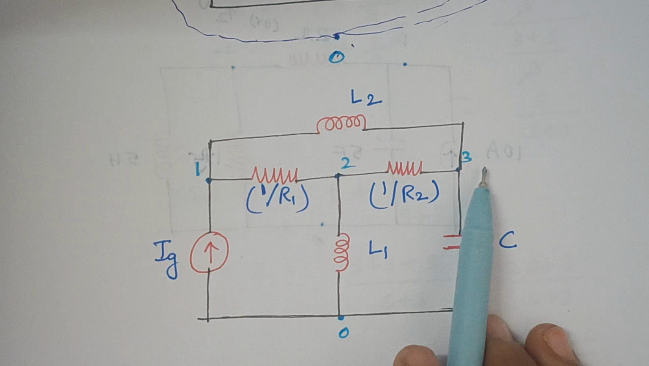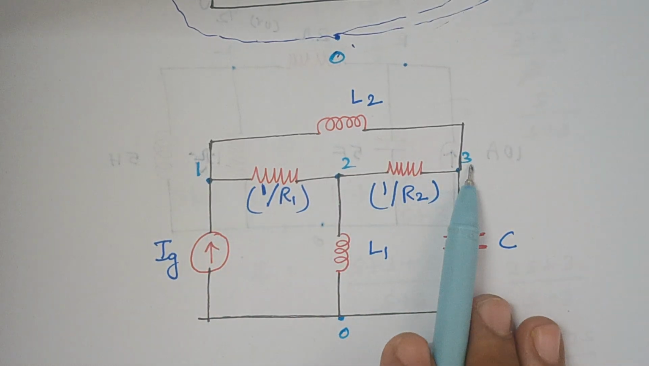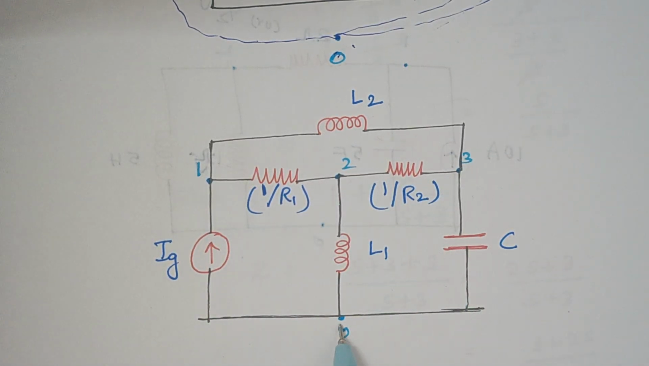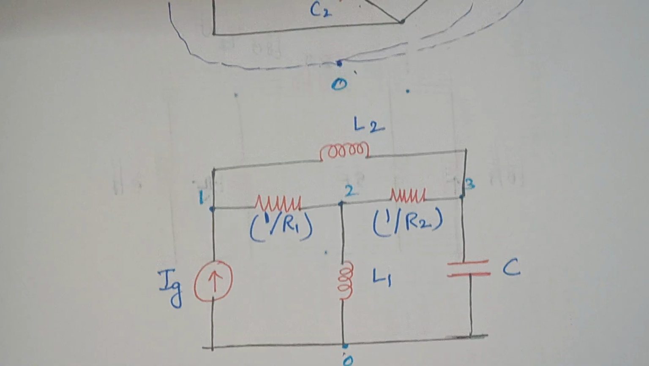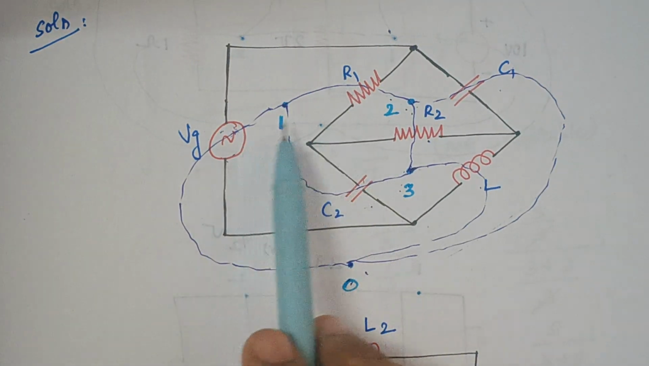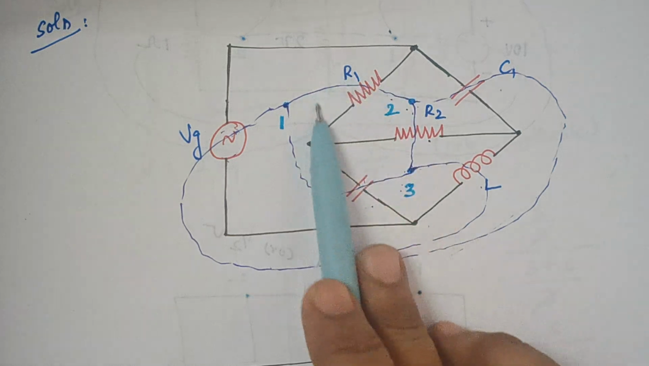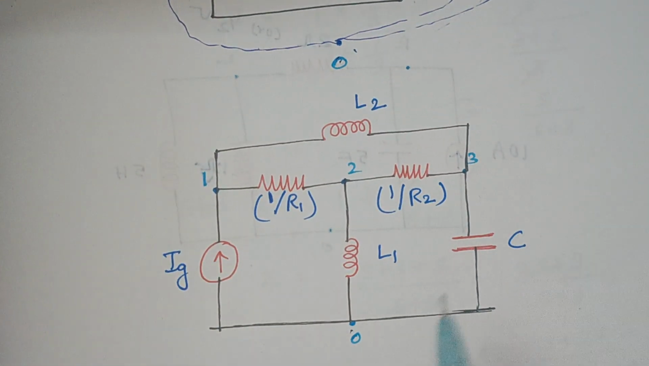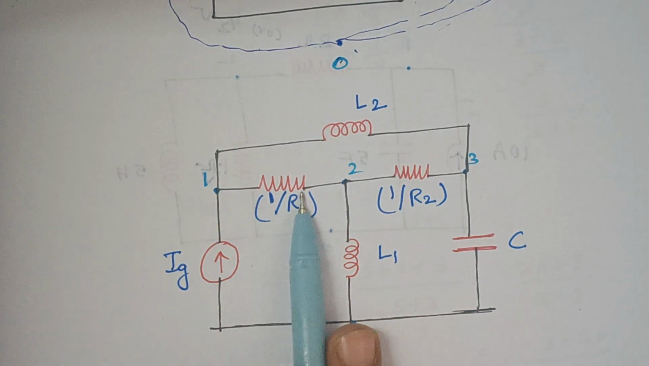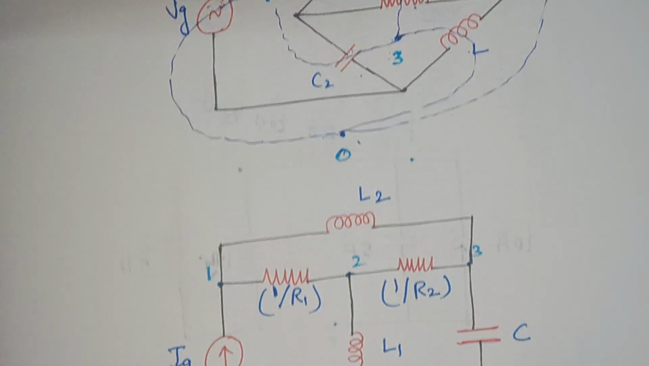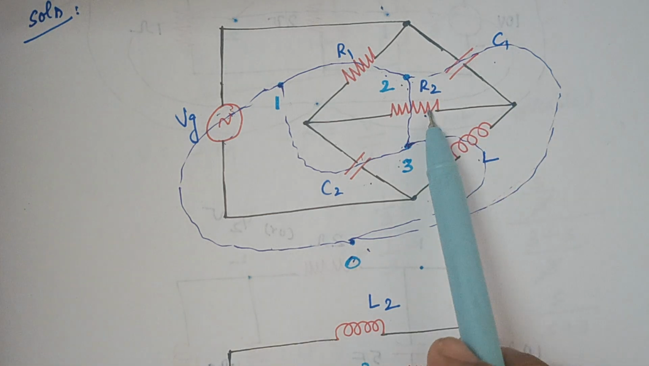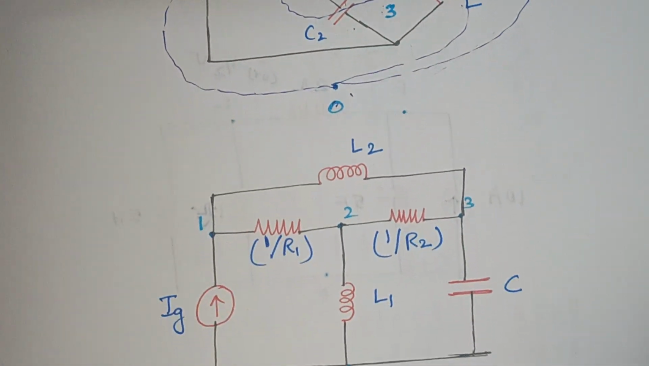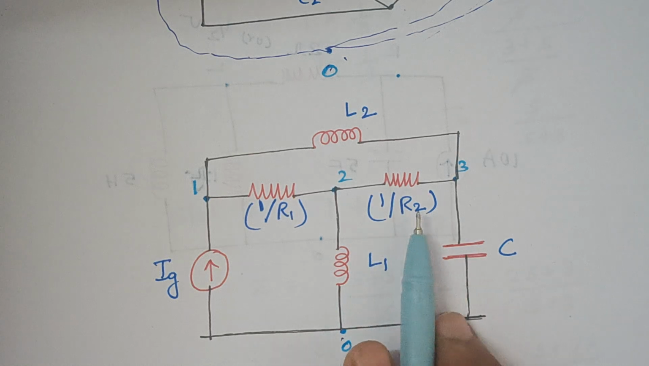We are having 3 loops, so 1, 2 and 3 dots. Apart from that, there is a reference dot. So 1 and 2 are connected by a resistance. The value is 1 by R1. And again 2 and 3 are connected by a resistance, which is represented as 1 by R2.